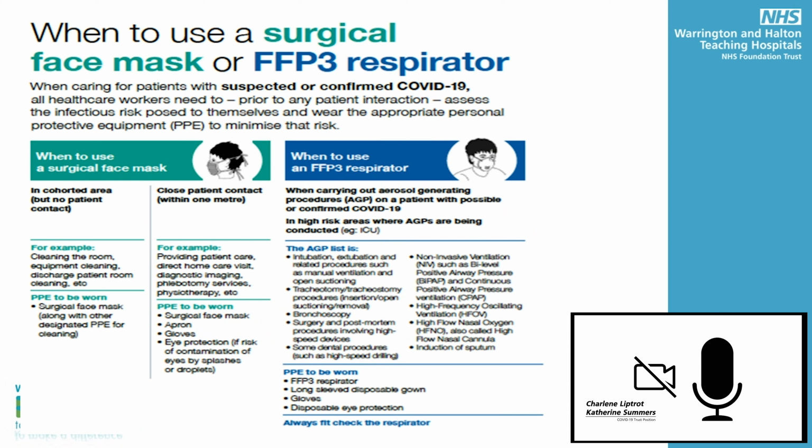So when to use a surgical face mask or an FFP3 respirator. When caring for patients with suspected or confirmed COVID-19, all healthcare workers need to, prior to any patient interaction, assess the infectious risk posed and wear the appropriate personal protective equipment to minimise the risk. On entering a clinical setting and entering the hospital building, a fluid-resistant surgical face mask should be worn at all times throughout the hospital. If your patient is undergoing an AGP or you're carrying out an AGP, then you will step up to your FFP3 respirator.